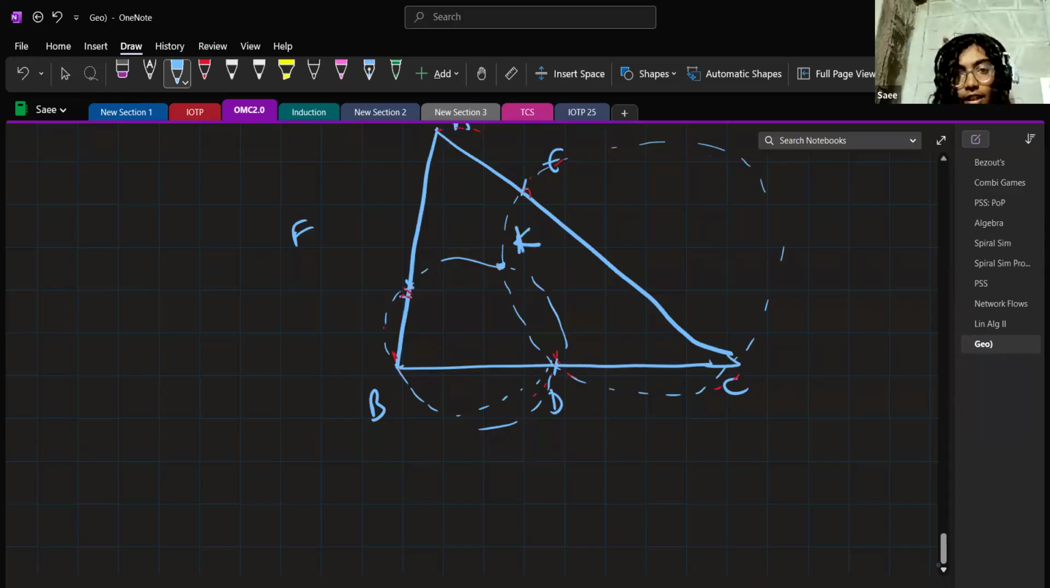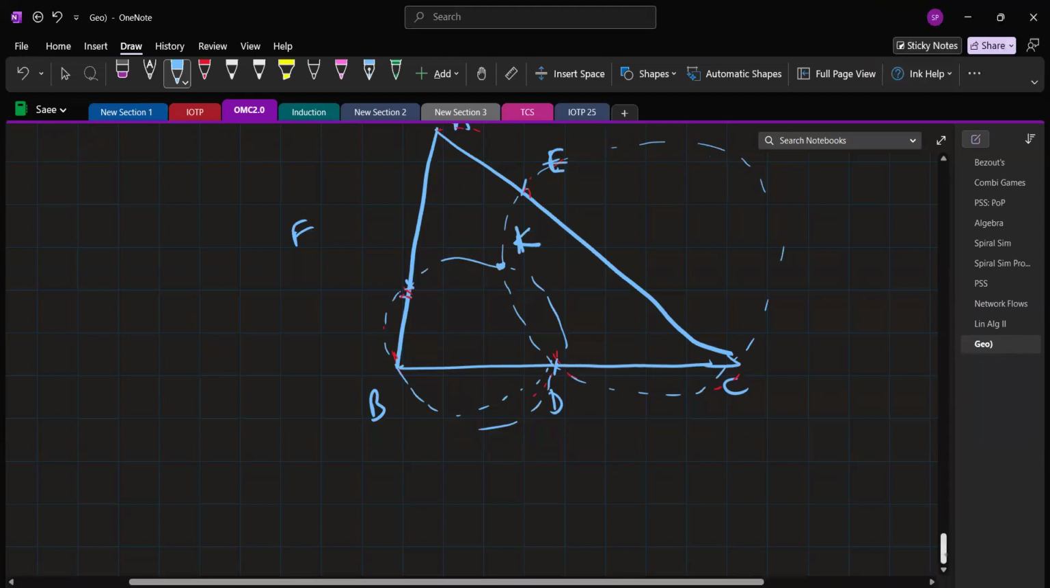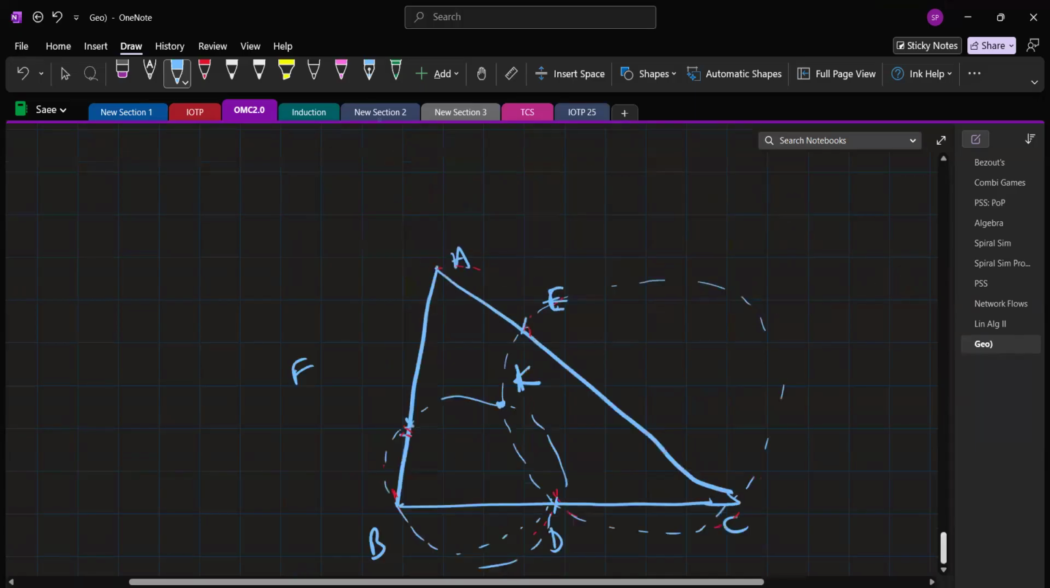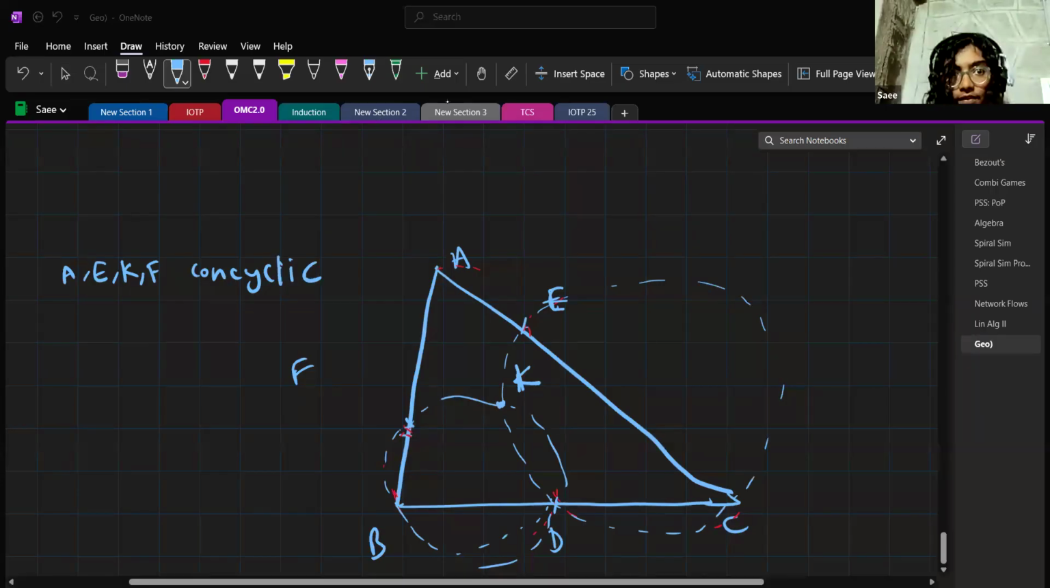Now, what is it that we want to show? AEKF are concyclic. Yes, AEKF are concyclic. That's what we want to show. Now, maybe we can take some 2-3 minutes to think. So, how do we show that? What are some angles that we can chase?